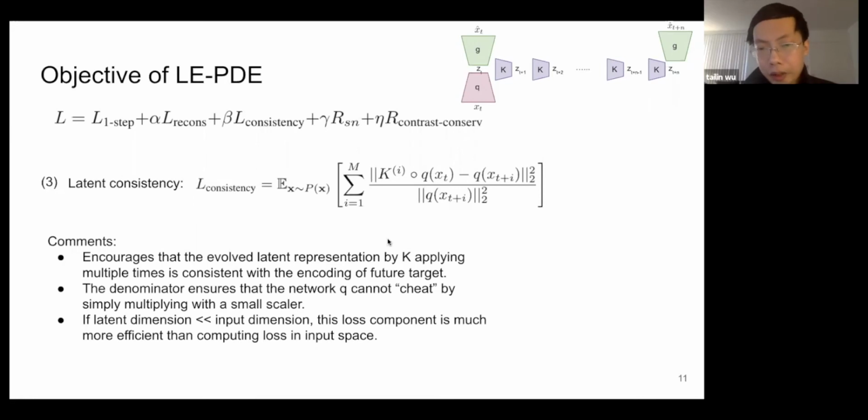And if the dimension of the latent vector is much smaller than the input dimension, then this loss is much more efficient than computing the loss in the original space. Because we can alternatively have a loss that evolves multiple time steps, then decodes, and then compares the target with the prediction. But then the decoded input may be much more high dimensional. But here, we can achieve a similar effect by constraining it in latent space.